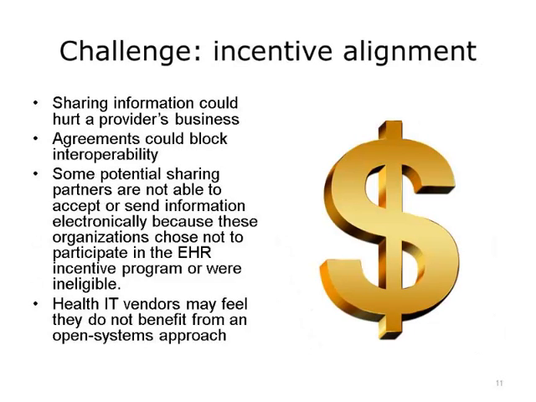A fifth challenge is the alignment of incentives. Sharing information could hurt a provider's business. The fee-for-service payment model, which has been the payment model in the United States for a long time, does not encourage interoperability at all. In fee-for-service, a provider has no incentive to work collaboratively with other organizations, since they are paid for the service being given, not the overall health outcomes of the patient.